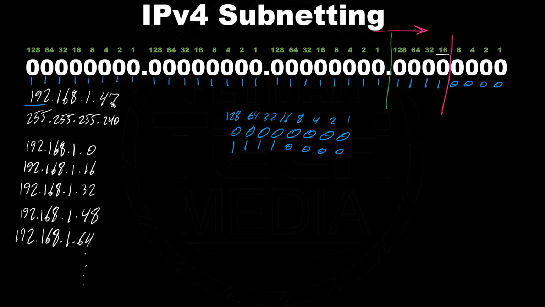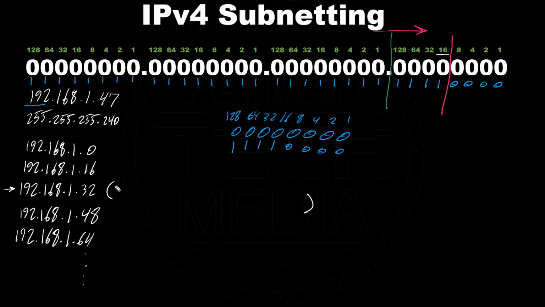Now take a look at this address that they gave us earlier. 192.168.1.47. Is it between 0 and 16? No. Is it between 16 and 32? No. Is it between 32 and 48? Well, it is. It's between 32 and 48, right? It's not in the next one, because 48 plus 1 is 49. So this 47 is one less, right? So therefore it's on this one.